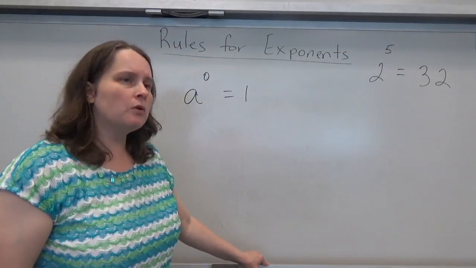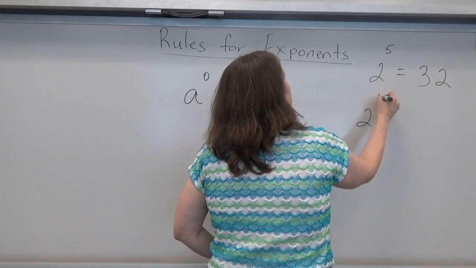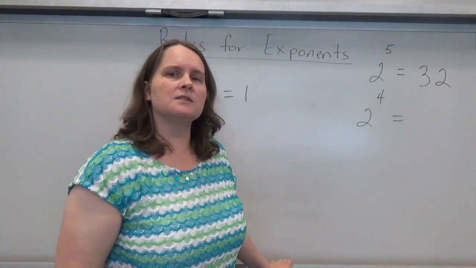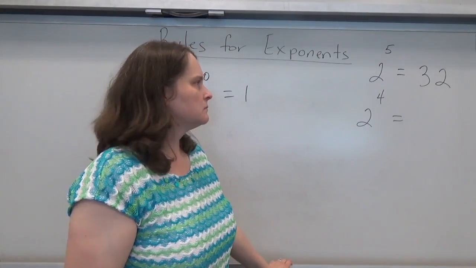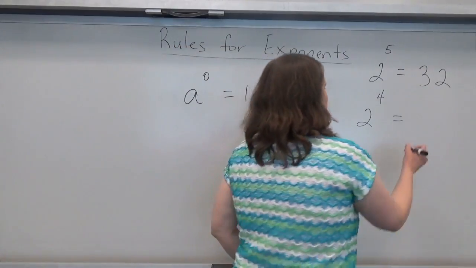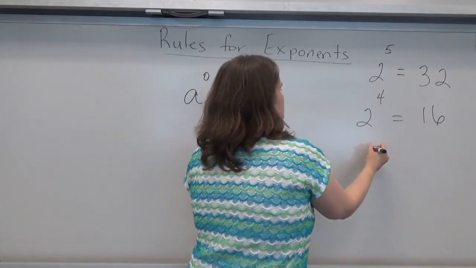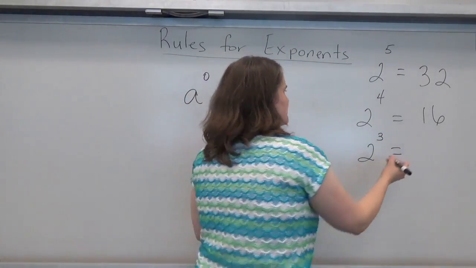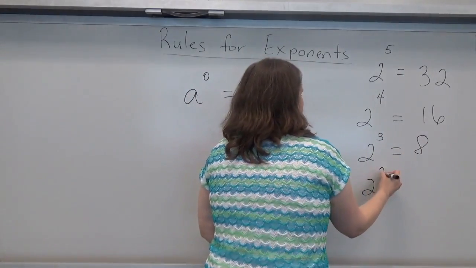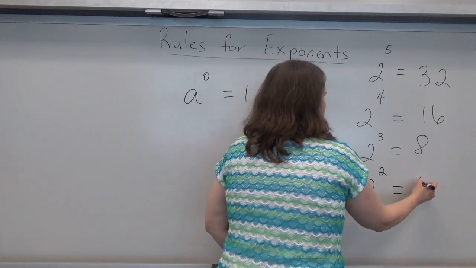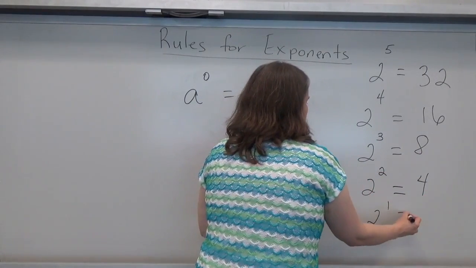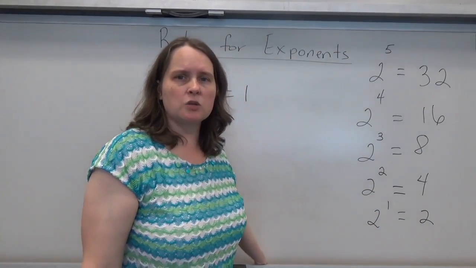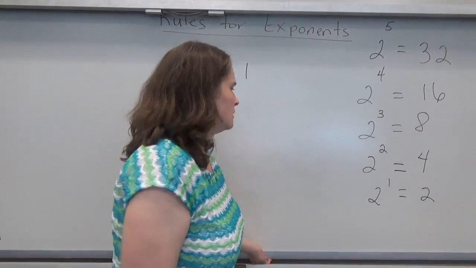What if I do 2 to the 4th power? Multiply 2 by itself 4 times, I'll give you a second to think, that gives me 16. What about 2 to the 3rd power? 2 times 2 times 2 is 8. 2 to the 2nd power is 4. 2 to the 1st power is 2. All right. Well, the next one in order would be 2 to the 0 power.